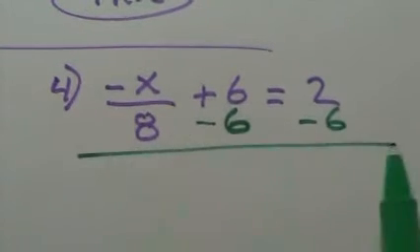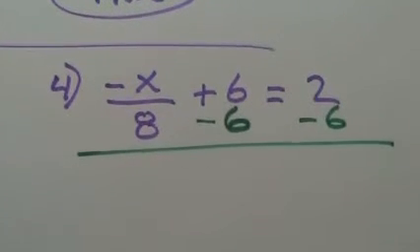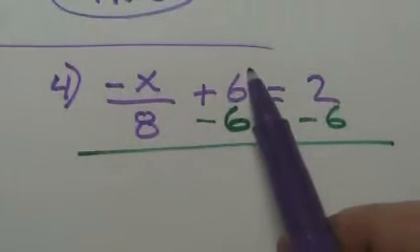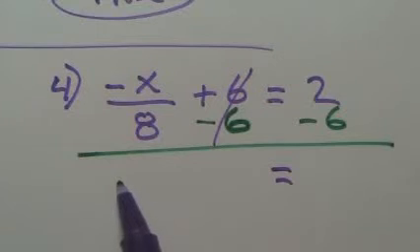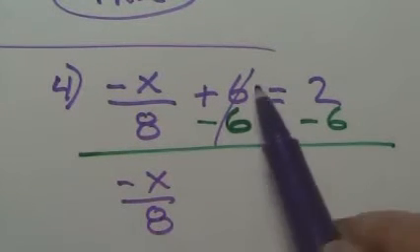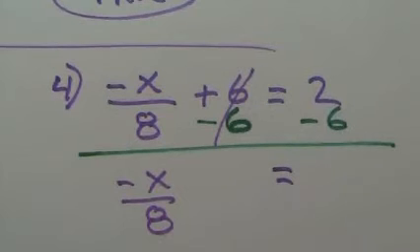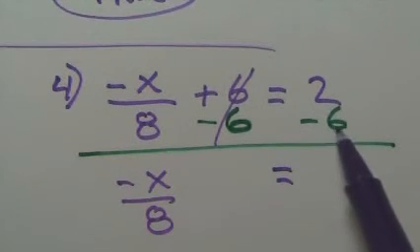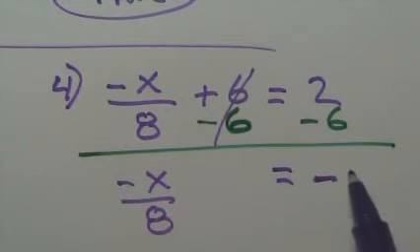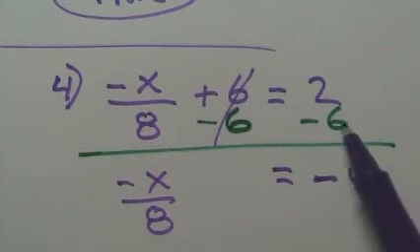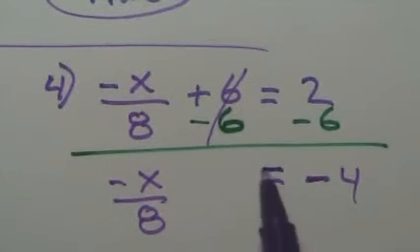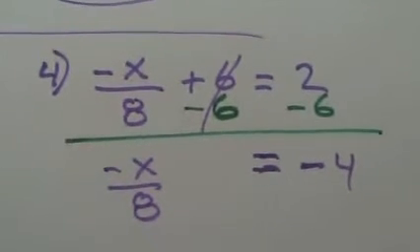Both sides. Now I'll keep my equals lined up. So this is gone. And that gives you negative x over 8. That's gone. And 2 minus 6. 2 minus 6, there's more negative. Negative 4, right? 6 minus 2 is 4, and there's more negative. Okay, so what do we do next? This is a little tricky.